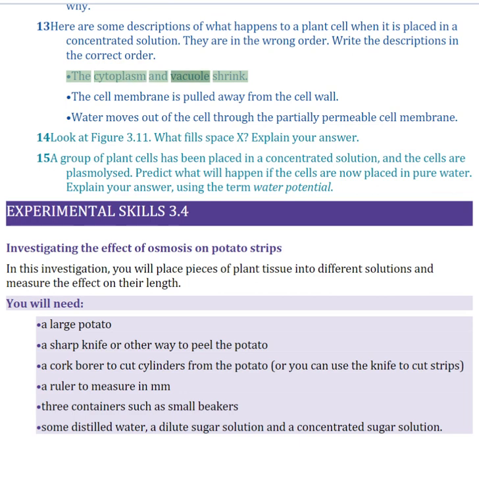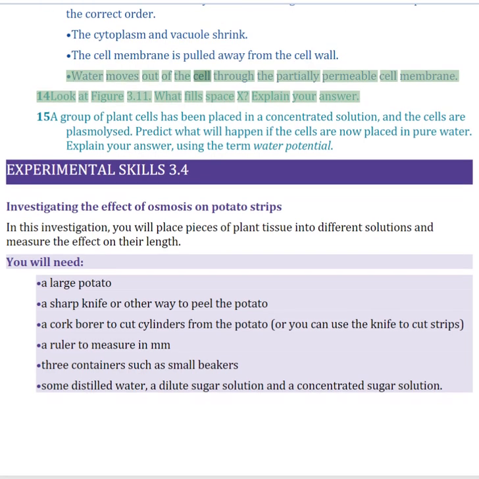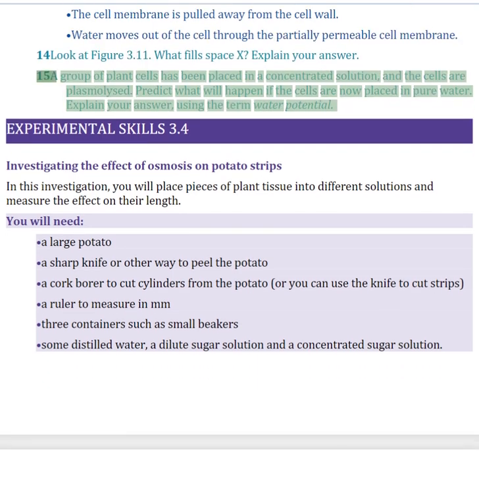The cytoplasm and vacuole shrink. The cell membrane is pulled away from the cell wall. Water moves out of the cell through the partially permeable cell membrane. 14. Look at Figure 3.11. What fills space X? Explain your answer. 15. A group of plant cells has been placed in a concentrated solution, and the cells are plasmolyzed. Predict what will happen if the cells are now placed in pure water. Explain your answer, using the term water potential.